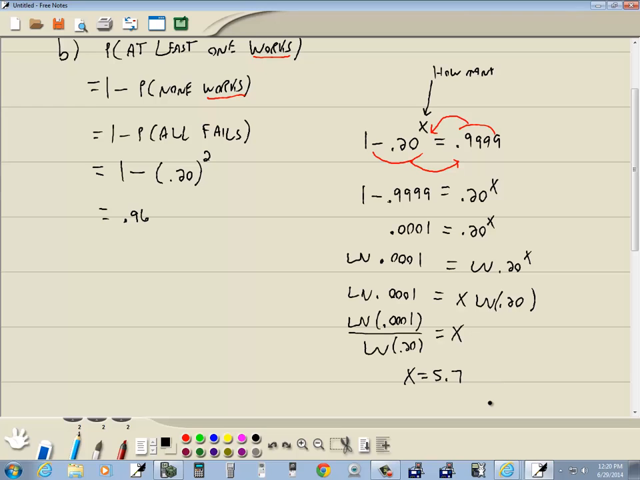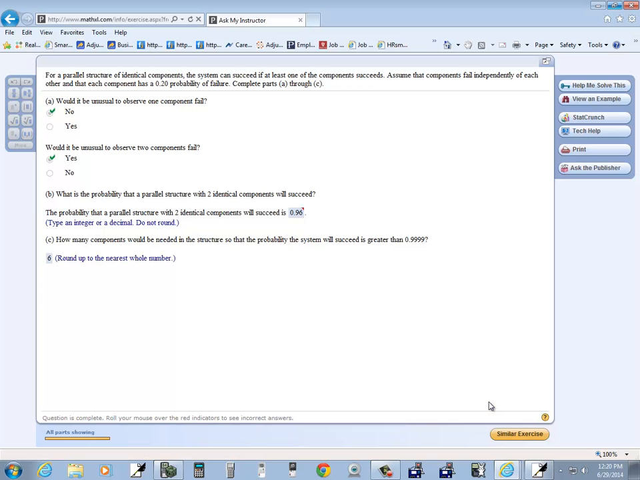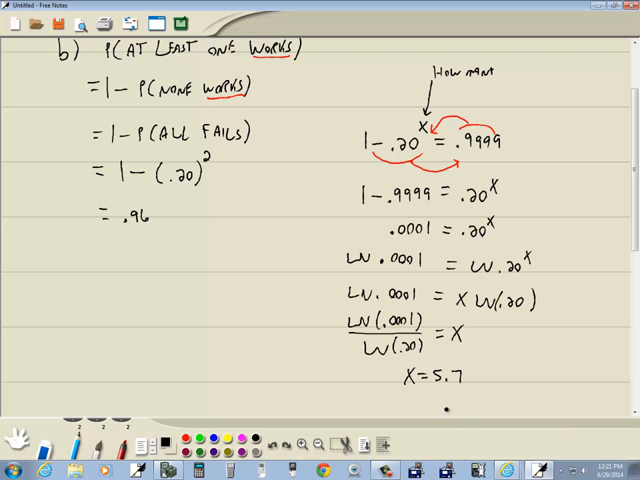blah blah blah. Okay. Now the question is, how many components would be needed so it's greater than this? Well, if I did exactly 5.7, not that I can do decimals, but if I did exactly 5.7, that would give me equal to that. So if I went down to 5, that would be less than this. So that tells you that you want to go up. X equals 6. You'd always want to go up in this regard. You'd never want to, even if you had 5.1, you'd still want to go up to 6.